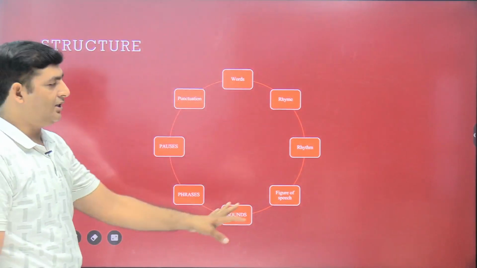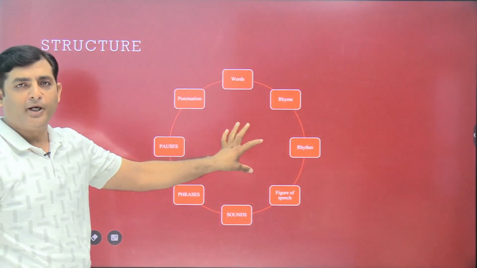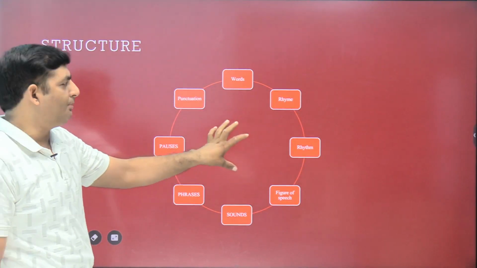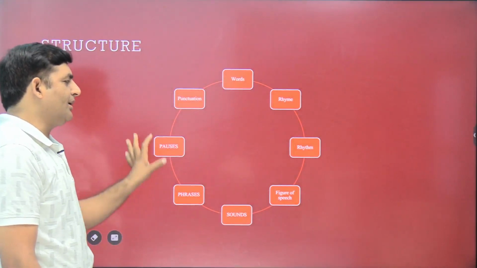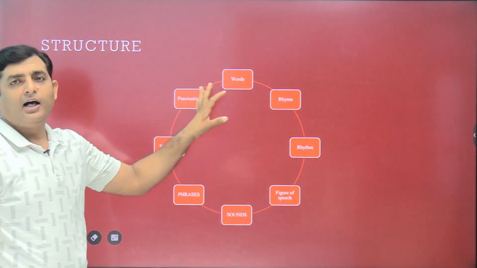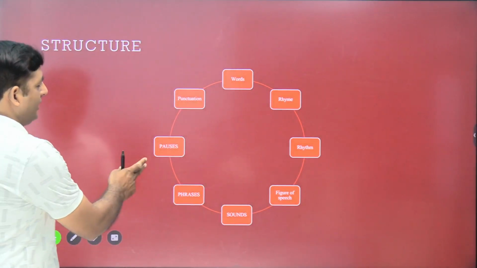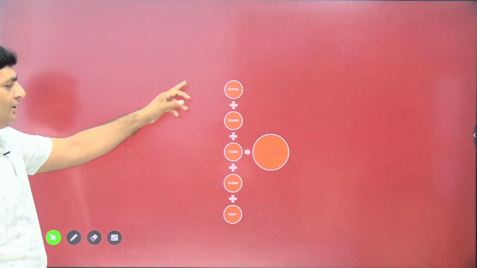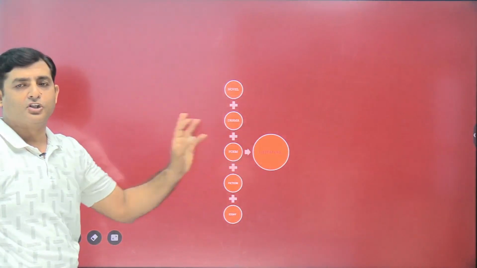First, these are the component parts of a poem. When we understand, when we evaluate, when we judge a poem, these are the elements through which we can arrive at the meaning. And then the poem is put under a broad category. Then the poem is a part of literature, right?